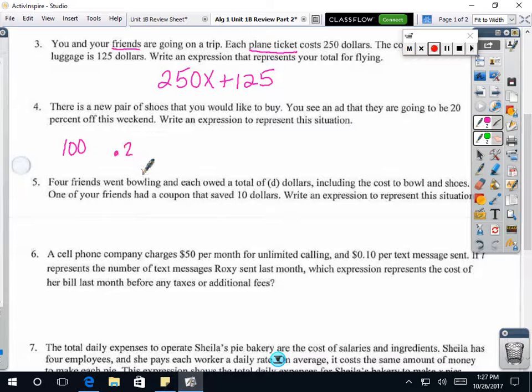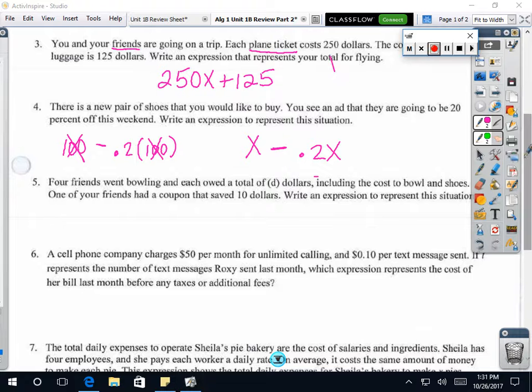0.2, not divided by 100, multiplied by the 100. Because what's 0.2 times 100? 20. And aren't you going to take that $20 off of the original price? Okay, but look, we don't know these shoes are $100, right? I just made that up. So all we know about the shoes is they're unknown. So there's your expression, the cost of the shoes minus 20% of whatever the cost is.